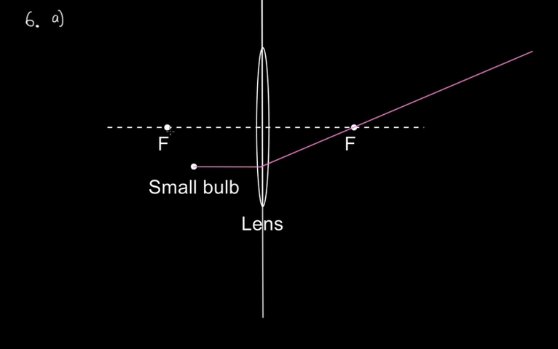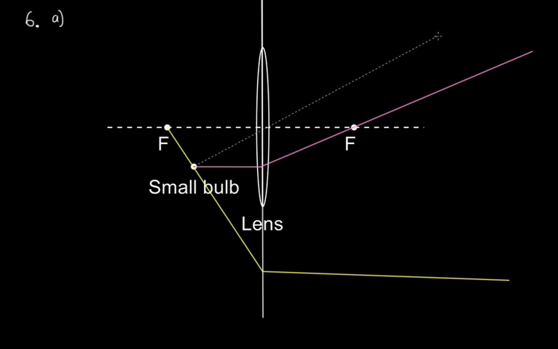Now, the second principal ray travels from this focus through the bulb until it comes to the lens. So we draw a straight line like this, at which point it is refracted so that it travels parallel to the principal axis. So again, make sure that these angles here are both 90 degrees. And the third principal ray travels directly through the middle of the lens and keeps going in a straight line.